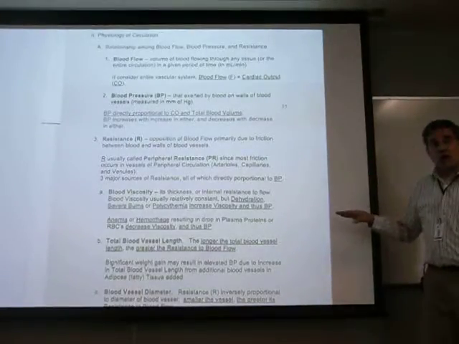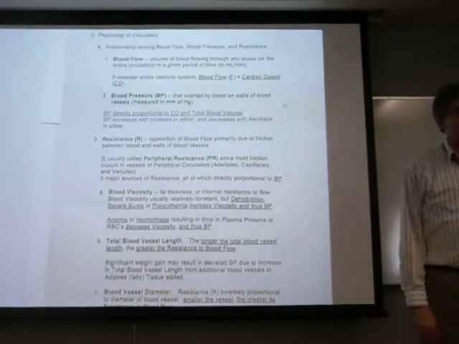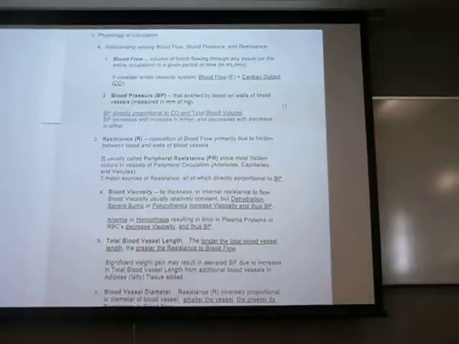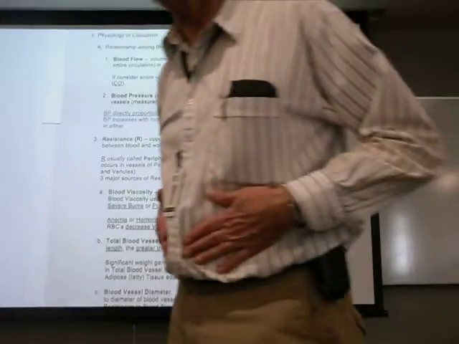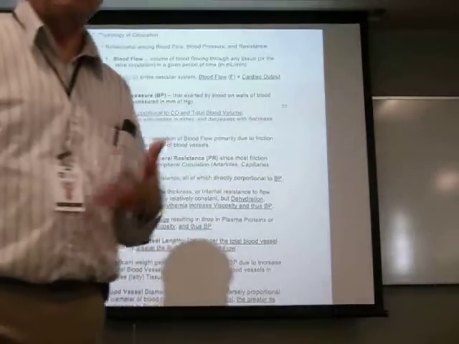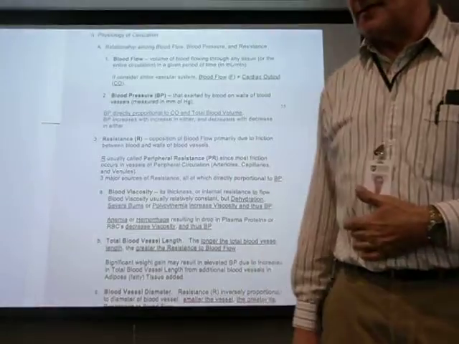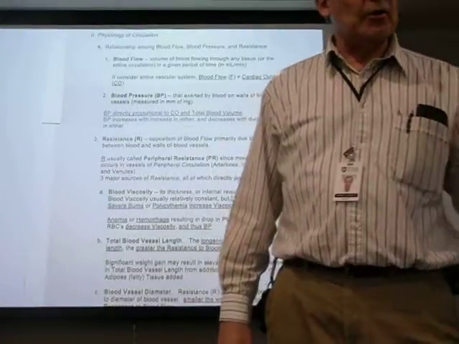Obviously, the longer the total blood vessel length in your body, the greater the resistance to flow. So when you put on weight as adults, most of the weight we put on is what? Adipose. A good cushion of fat. That fat has to be supplied with blood vessels, which means you're going to add miles of additional blood vessels. And I do mean miles, because you've got miles and miles of blood vessels in your body. And every time you add weight, including fat, you're going to increase the blood vessel length.